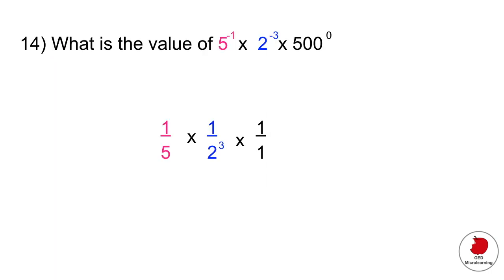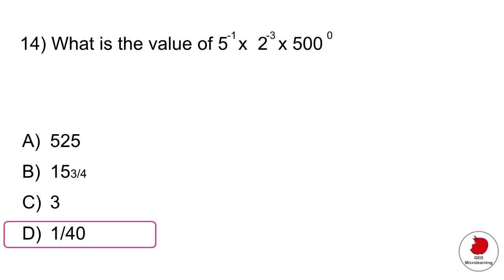That's what you end up with, and all you have to do is just multiply across. So 1 over 5 is 1 over 5, multiplied by 1 over 8, which is 2 raised to the third power, by 1. Remember that when you multiply fractions, you just multiply everything across. So on the top, on the numerator, 1 times 1 times 1 would be 1. And in the bottom, 5 multiplied by 8 multiplied by 1 is 40. Okay, so that's your answer, 1 over 40, which is option D.